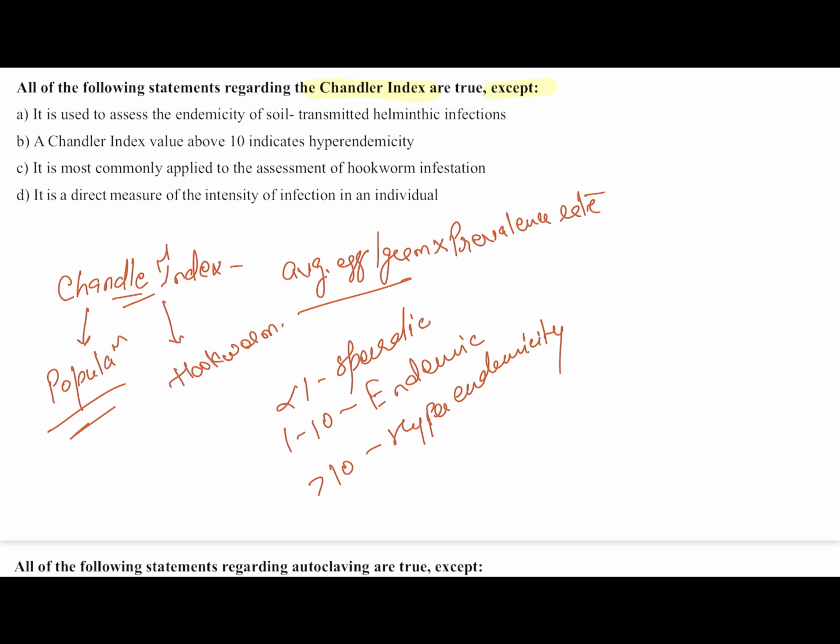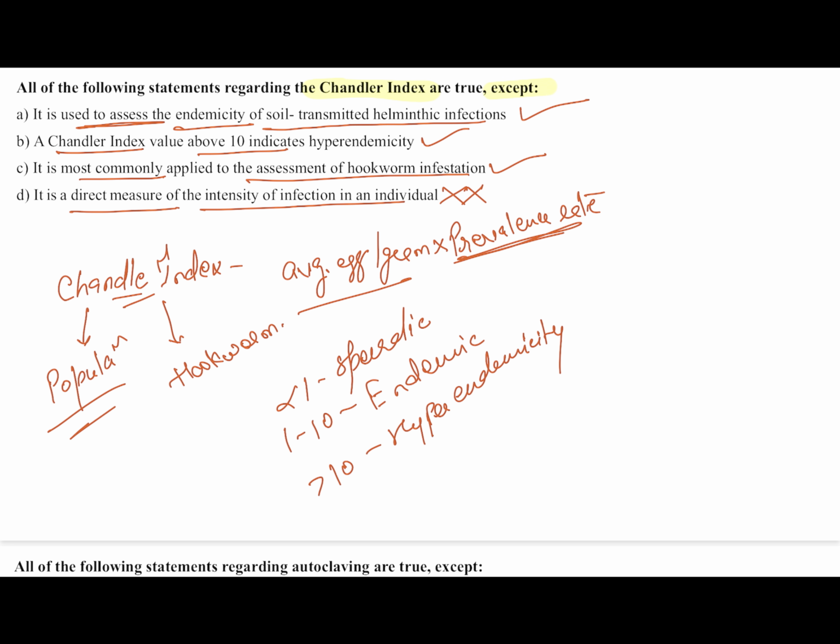So now we will read the options. The first option says it is used to assess the endemicity of soil transmitted helminthic infection. Yes, because hookworm is one. Chandler index above 10 indicates hyperendemicity. Yes. Most commonly applied for hookworm infestation. Yes. Direct measure of intensity of infection in an individual. No, it is for a group of population because we are using prevalence rate. So this is the correct answer: direct measure of intensity of infection in an individual.